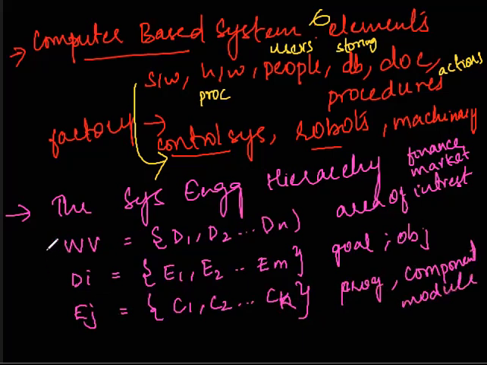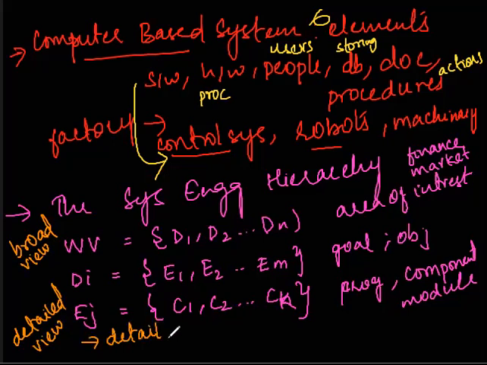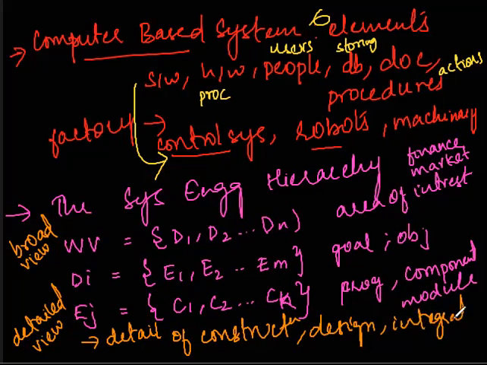Now in here we have studied that within the worldview you're going to have a broad view of what is being used within the software. Whereas when you go on to the component view, you're going to have a detailed view of the software. That is, you're going to have a detailed description of each and every component element and how you're going to implement the software. Details of construction, design, and integration.